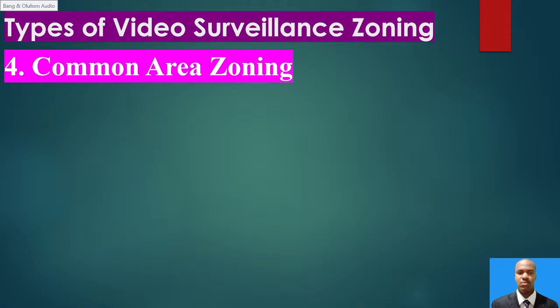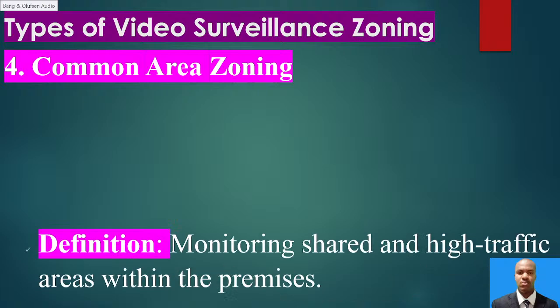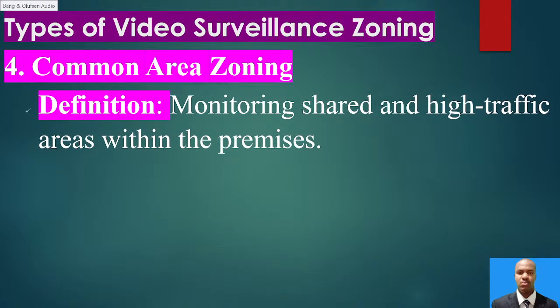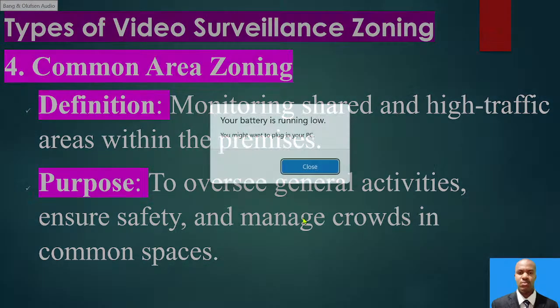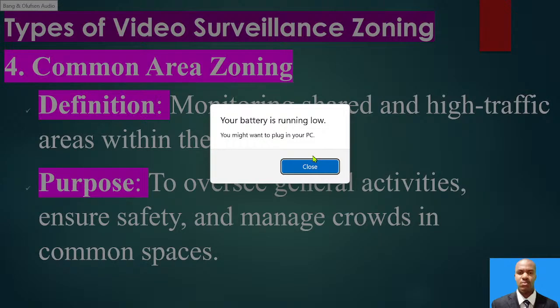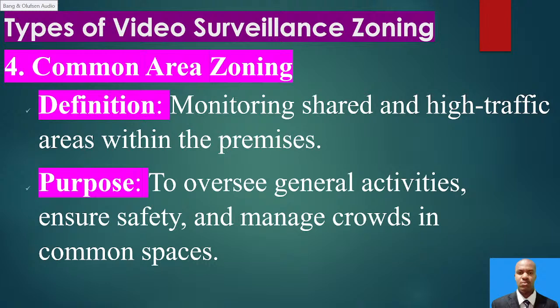the other type of video surveillance, which is the common area zoning. And monitoring shared and high traffic areas within the premise. Purpose: to oversee general activities and ensure safety and manage crowd in common spaces.